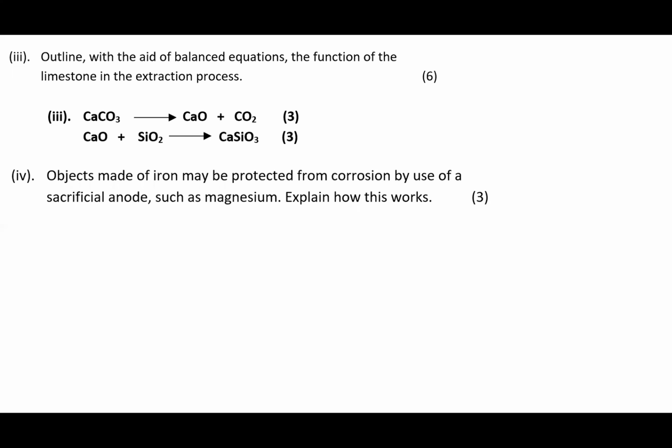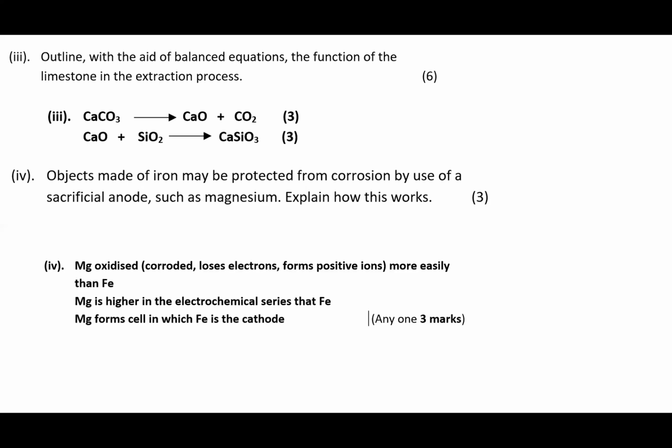Objects made of iron may be protected from corrosion by the use of a sacrificial anode such as magnesium. Explain how this works. So the magnesium is oxidized more easily than Fe, and magnesium is higher in the electrochemical series than Fe. Mg forms cells in which Fe is the cathode. So any one of those for 3 marks, which is the full marks there. And that is the end of question 11.